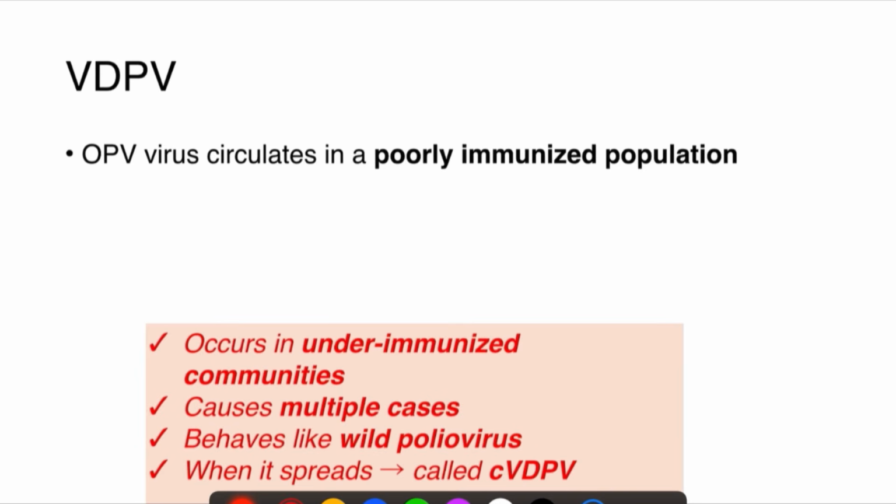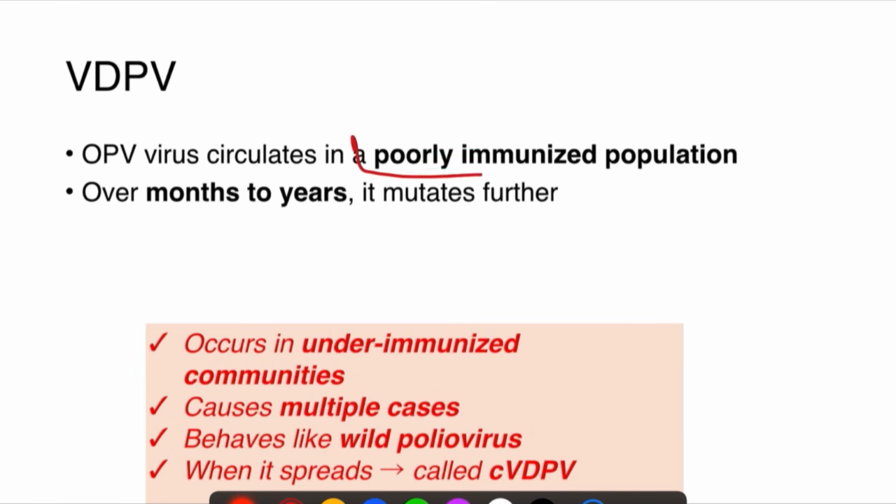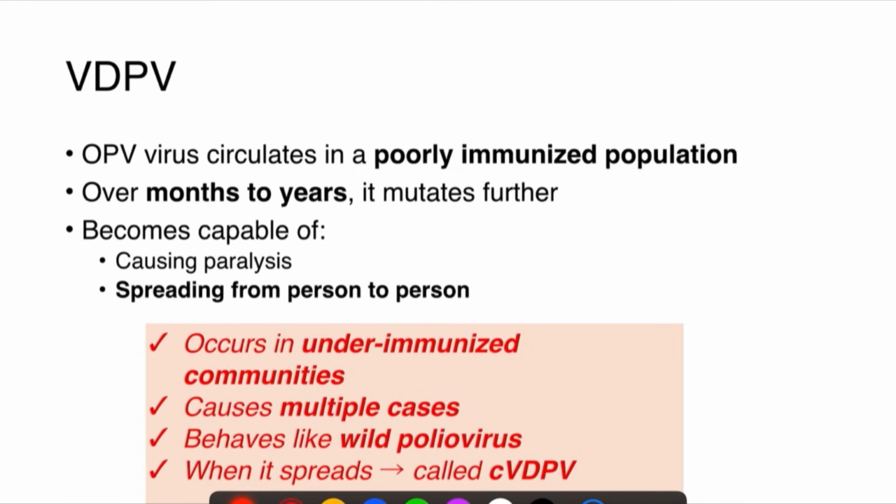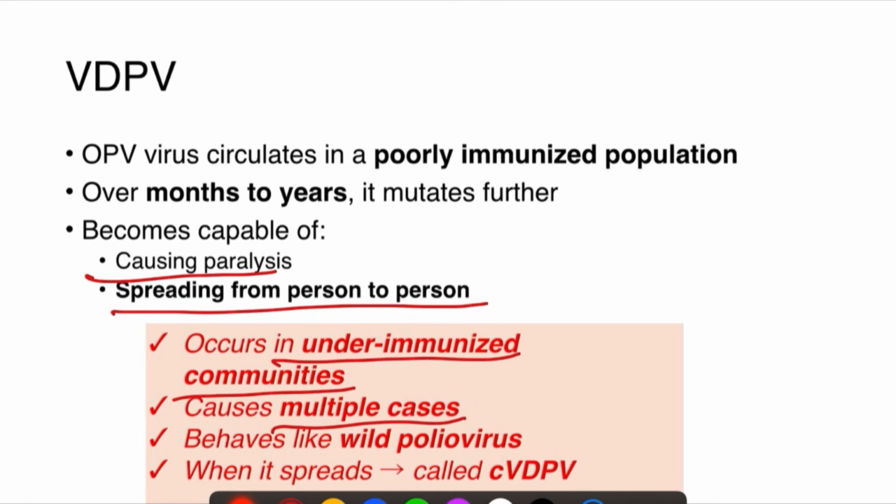Coming to the vaccine-derived poliovirus, in this the OPV circulates in the poorly immunized population, and it takes months to years for mutation. It becomes capable of causing paralysis and spreading from person to person. So the key important points are: it occurs in the under-immunized community, it causes multiple cases, and it behaves like the wild poliovirus. When it spreads, it is called the circulating vaccine-derived poliovirus.